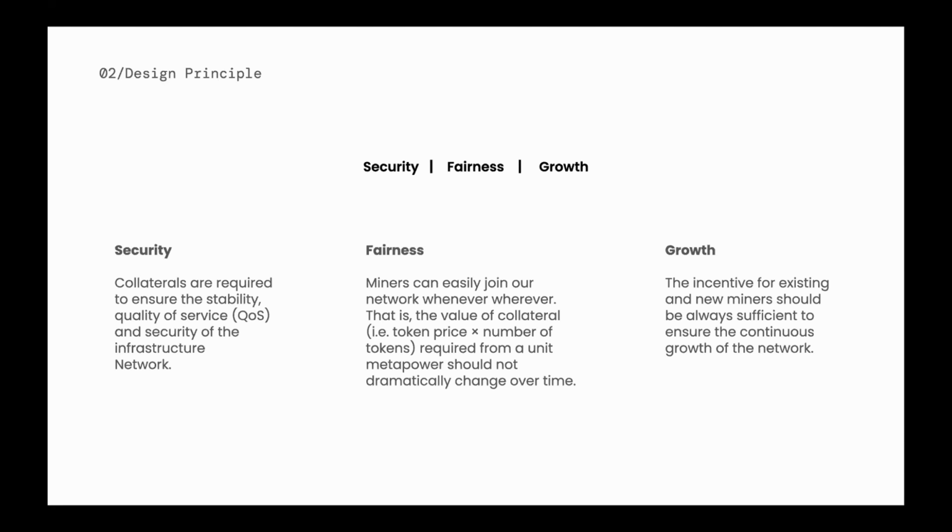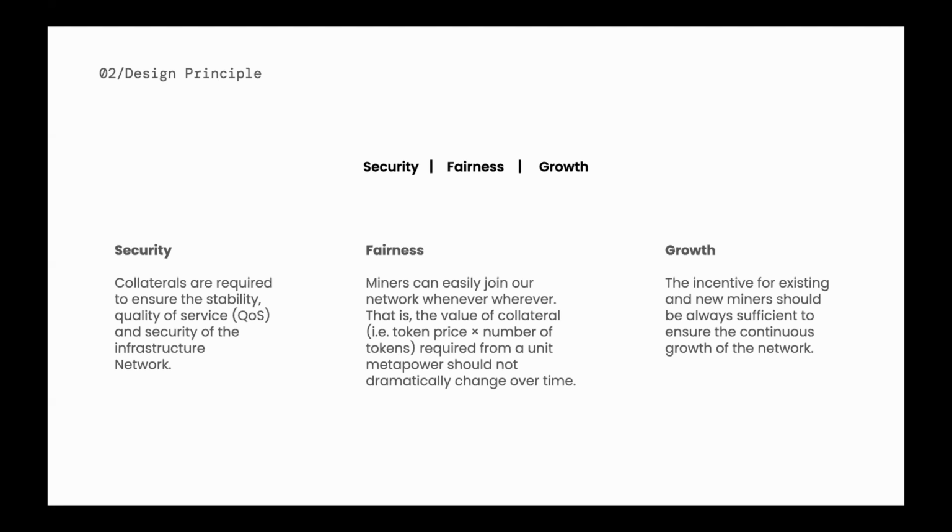So let's talk about security. Security is very straightforward to understand. We want all the providers, all the miners in our ecosystem, to provide very secure and reliable computing power and storage power to our clients. This is the foundation, because if you want to be a computing power and storage power provider like AWS, the first question from the clients will be: is this secure? Is this reliable? And how do we deal with security? We use collaterals as other projects do, like Filecoin, for example. The collaterals are required to ensure the stability, quality of service, and security of the infrastructure network.